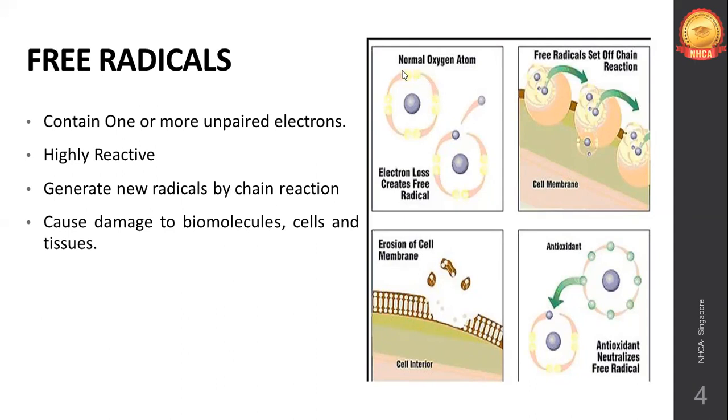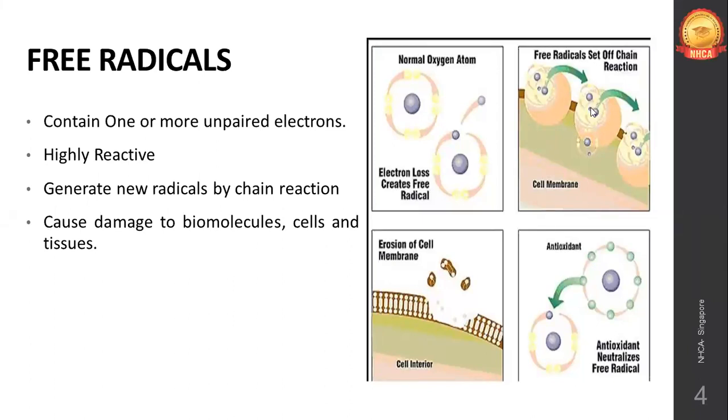This is what you can see. This is a normal oxygen atom, and an electron is lost from this normal oxygen atom. It becomes a highly reactive oxygen atom. It has lost its electron. This becomes a free radical, and it attacks your cell membrane to gain that lost pair of electrons. In that procedure, it is attacking other cells.